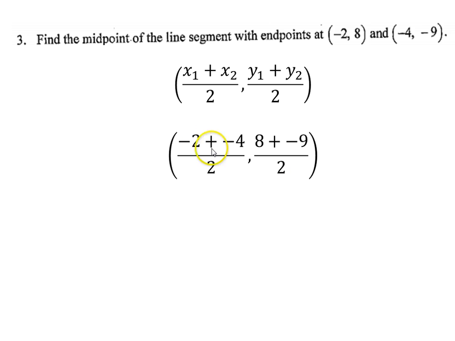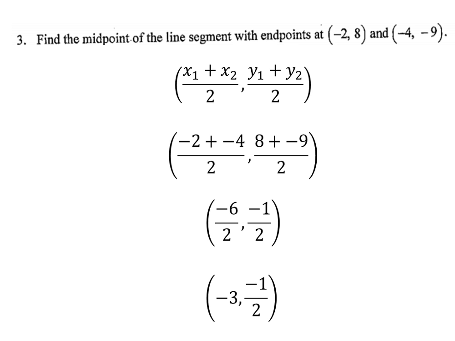And then I'm just going to do the arithmetic. -2 plus -4 is -6. 8 plus -9 is -1. So by doing that arithmetic, I get -6 over 2 and -1 over 2. Out of these two, I can simplify -6 over 2 because -6 over 2 is -3. And the -1 over 2 I just leave as -1/2 because -1/2 is not an integer, it's just -0.5. If you want to put -0.5, that's fine, but -1/2 works just as well. So the midpoint of the line segment connecting these 2 points is -3, -1/2.